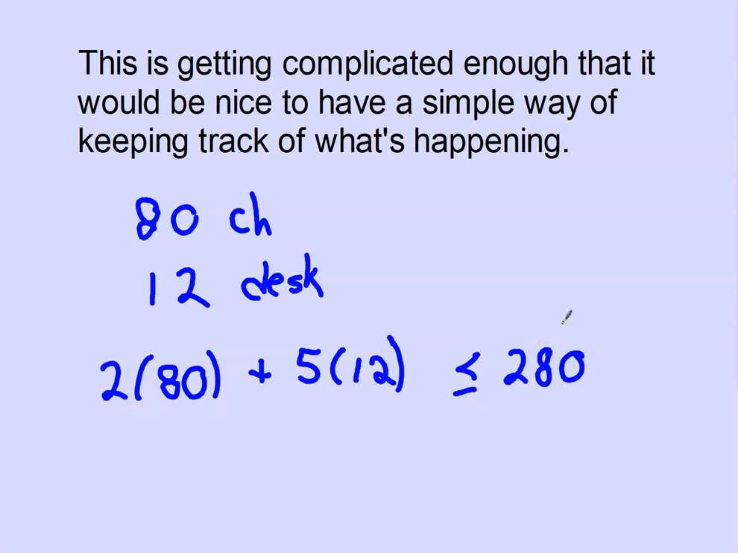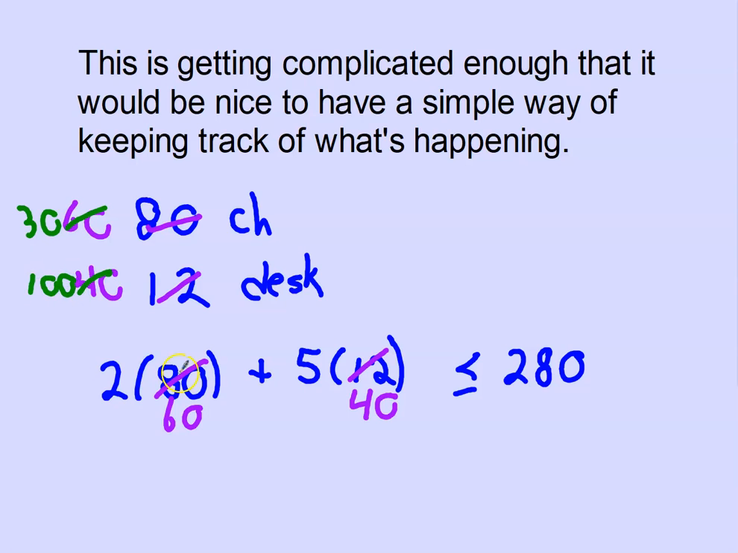280. Okay, well, what if I change the numbers to 60 chairs and 40 desks? Isn't this going to be the same math I do, except this will be a 60 and this will be a 40. And then I calculate and see if it's true. Well, what if I change it again to 30 chairs and 100 desks? Well, I would say 2 times 30 and 5 times 100. Does that go over 280? And of course it's going to, because 5 times 100 is 500.